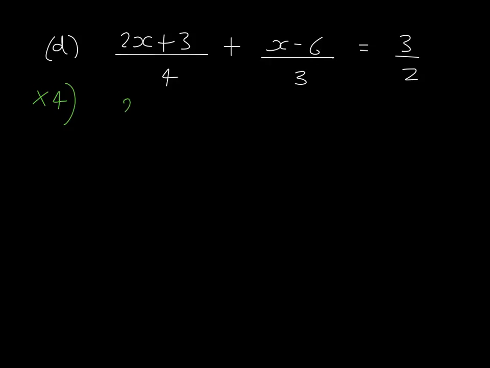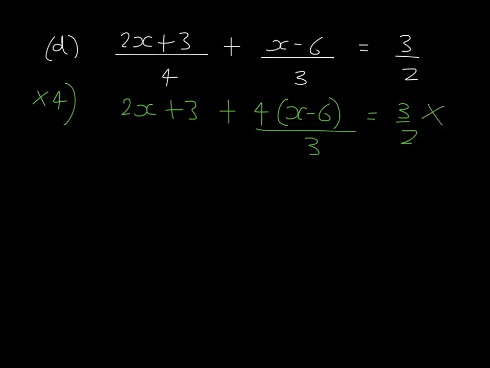The first fraction becomes 2x plus 3 as we cancel out the divide by 4 in the denominator. The second fraction, we can just write 4 lots of x minus 6 over 3 equals 3 over 2 multiplied by 4. So the second fraction has been multiplied by 4, and the right-hand side has also been multiplied by 4 as well.